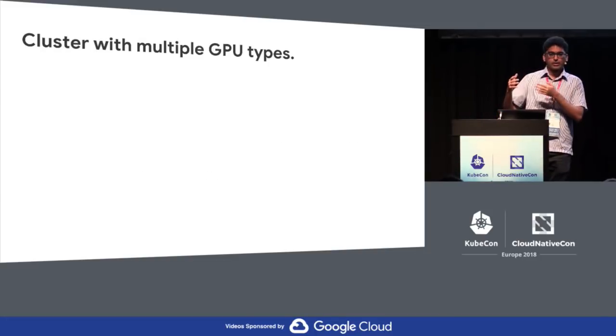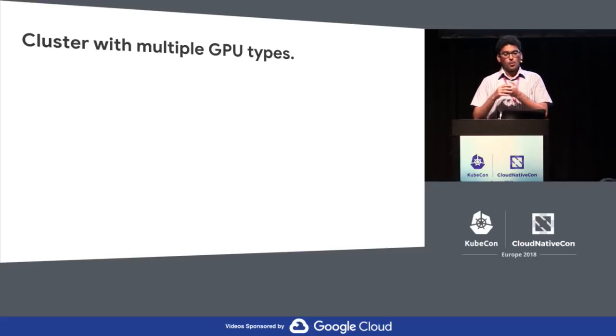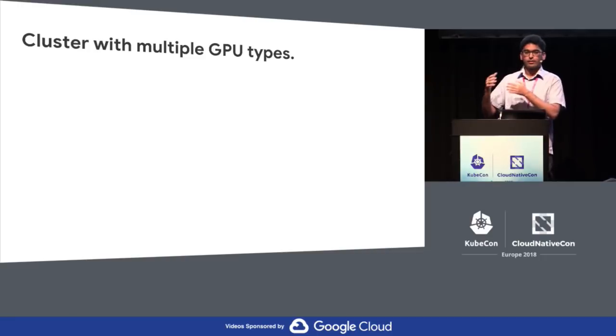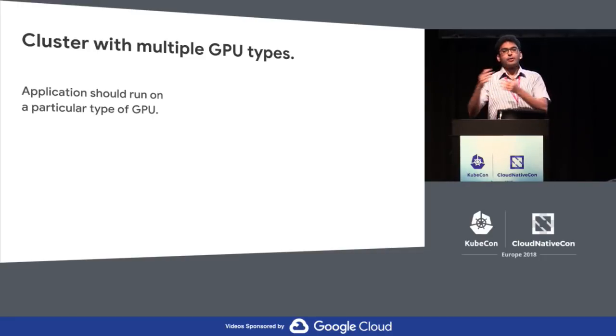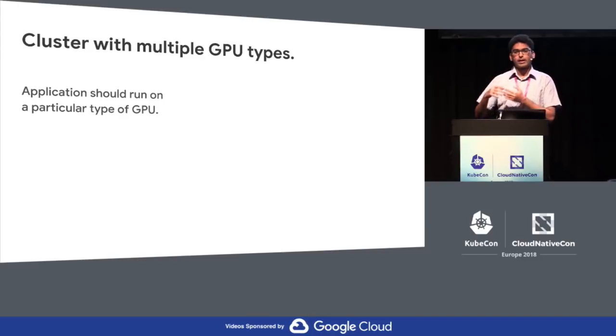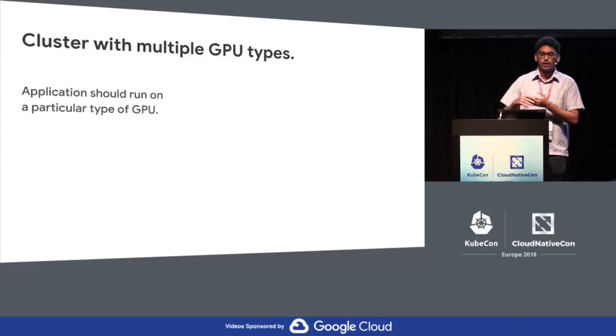There's maybe one more thing you may have to do as a user. Let's say your cluster has multiple types of GPU nodes. For example, some GPU nodes have Tesla P100 and some GPU nodes have Tesla V100. You want your application to run on a particular type of GPU. You want to say that I want my application to run on nodes which have V100.